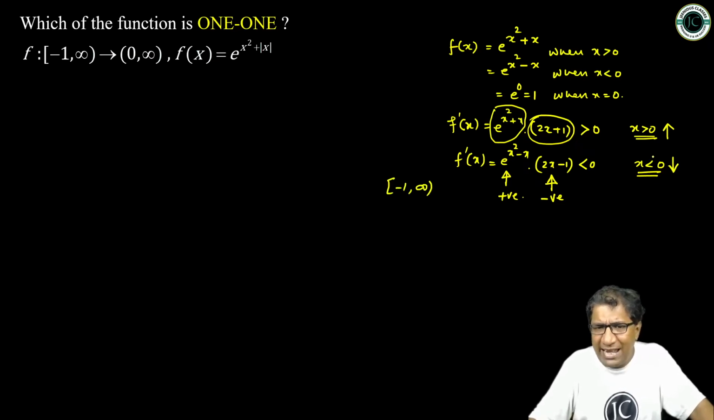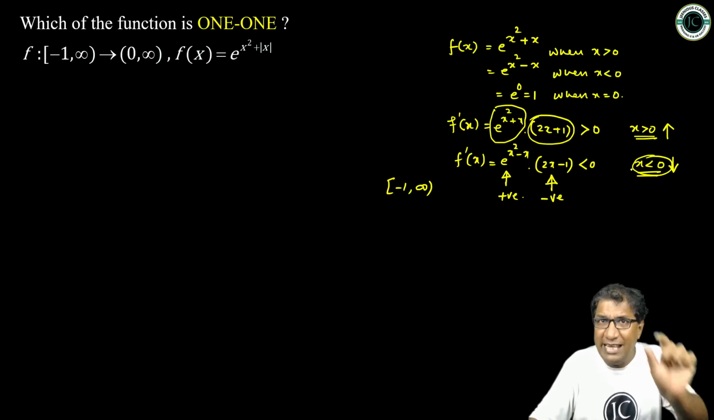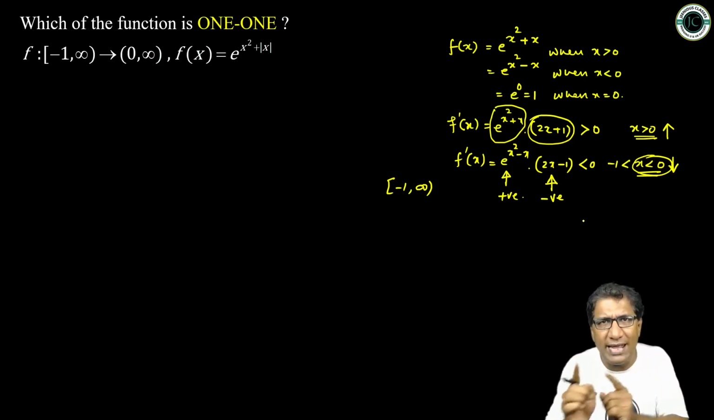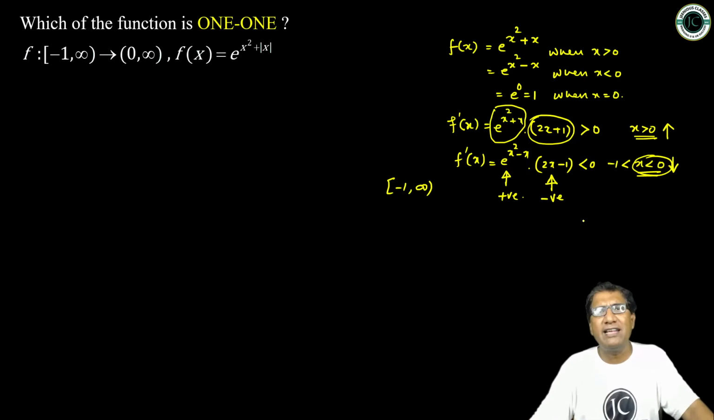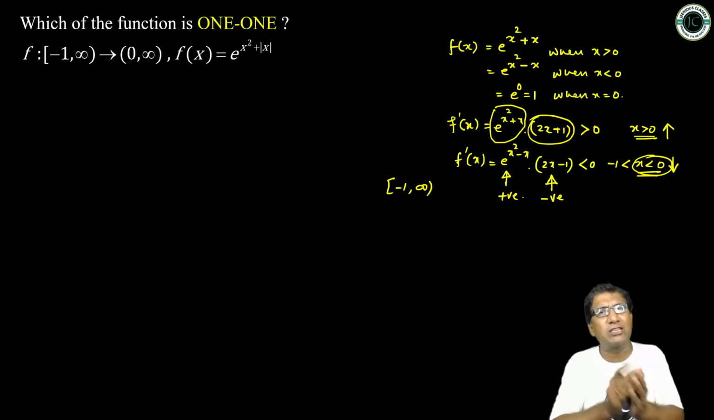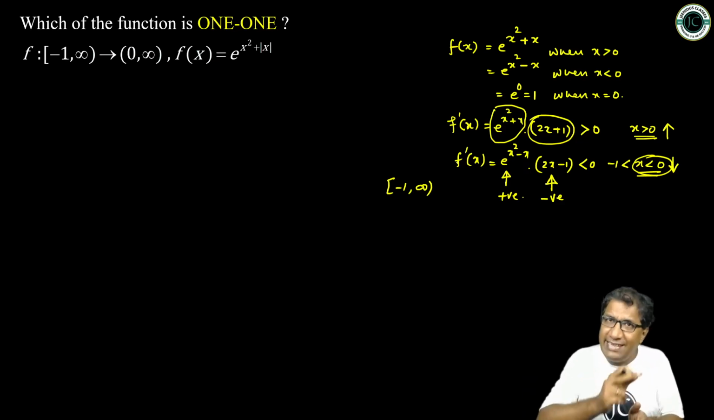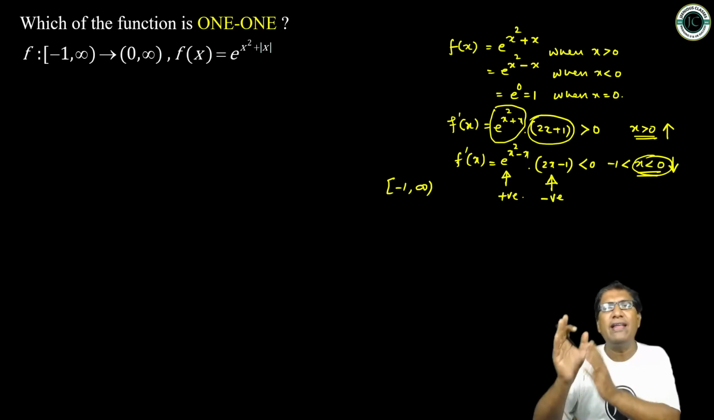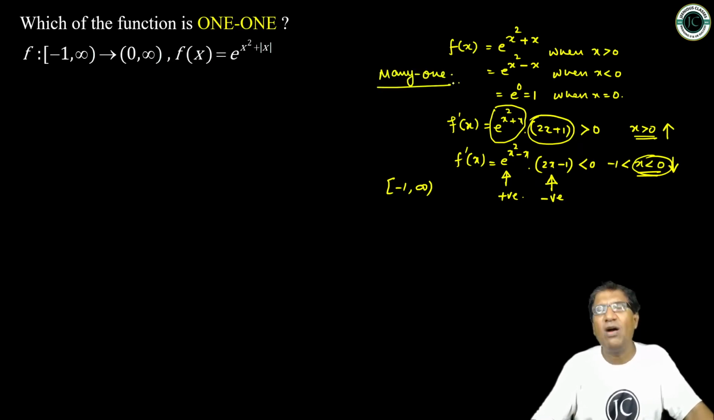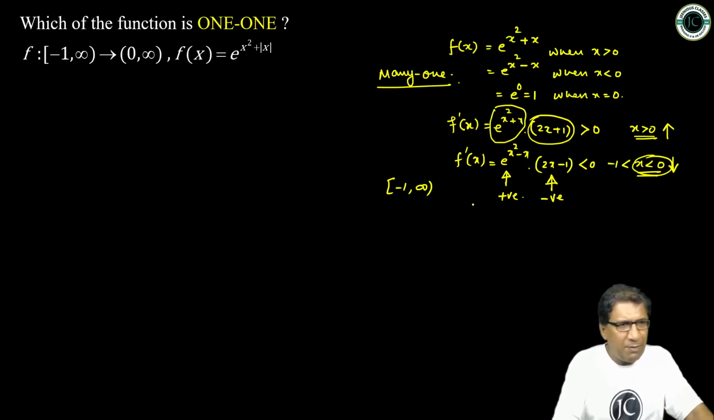Look, children, here we took x less than 0, meaning in the given domain it is greater than -1. Right? But still, when x lies between -1 and 0, again 2x minus 1 is less than 0. Therefore, the function fx in the given domain -1 to infinity is somewhere an increasing function and somewhere a decreasing function. Means your fx is a many-one function. Is it clear? Okay, let me take another one.